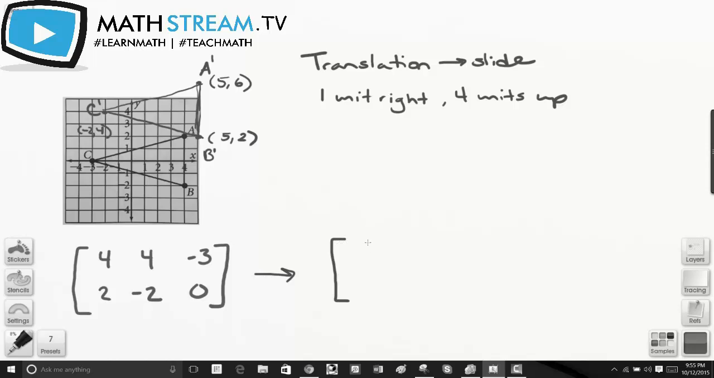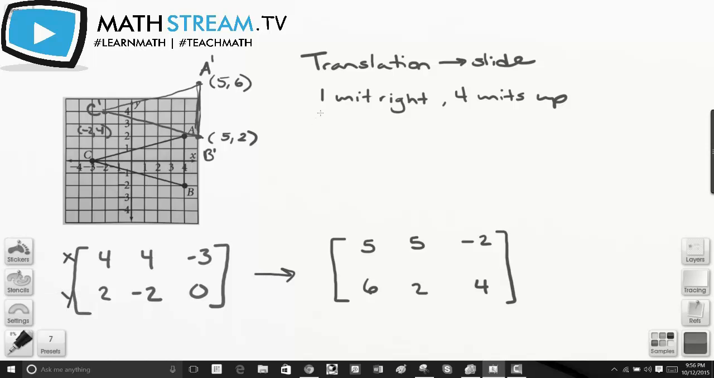So we can see that A is no longer 4, 2. It's now 5, 6. B is no longer 4, negative 2. It's now 5, 2. And C is no longer negative 3, 0. It's now negative 2, 4. And what I want you to see is that we actually just drew this whole picture out, but we could have actually done this much more easily by saying, okay, everything in the top row is an X. And everything in the bottom row is a Y.